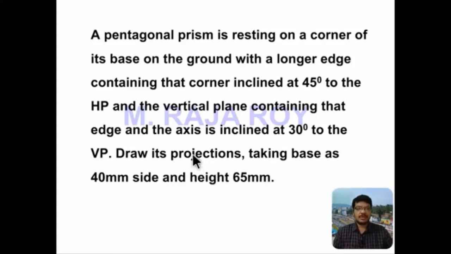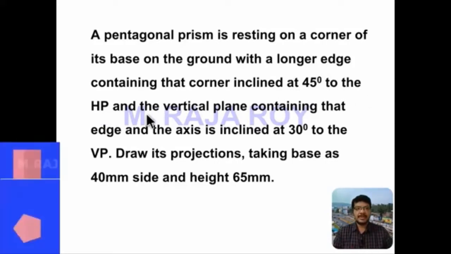So here, before we start drawing the problem, we have to extract the axis inclination. Here longer edge inclination is given as 45 degrees. In the case of prisms, longer edges and axis both are parallel. That means longer edge inclination given is nothing but the axis inclination. So axis is 45 degrees to HP. So you have to keep the axis perpendicular to HP. While you are keeping the axis perpendicular to HP, you will get the true shape and size of the base in the top view.